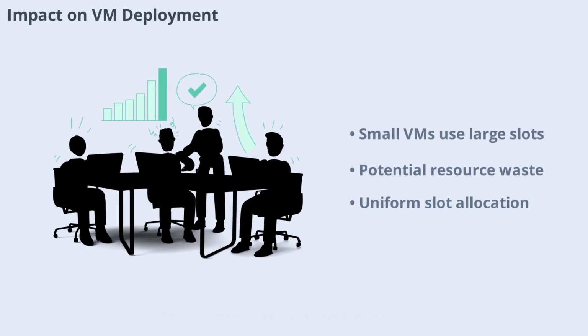The number of usable slots has a direct impact on how many VMs you can deploy. In our example, even if a VM requires less than the slot size, it still consumes a full slot for capacity planning. This means that smaller VMs are forced to occupy the same resource footprint as the largest VM in the cluster, leading to potential inefficiencies and wasted capacity.